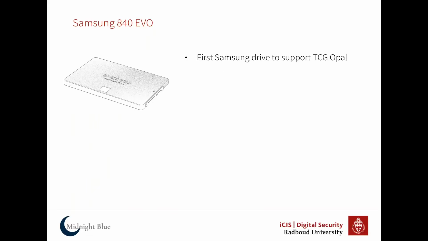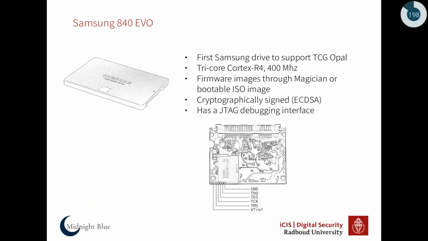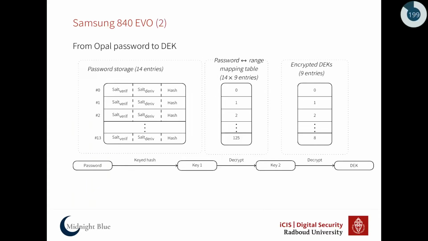So on with the Samsung A40 Evo. It's actually the first Samsung drive that supports the TCG Opal standard. It's a 3-core Cortex R3, 400 MHz, pretty powerful. Firmware updates are pushed through Magician or a bootable ISO image, and it's cryptographically signed. And it has a JTAG debugger. So this is their scheme.